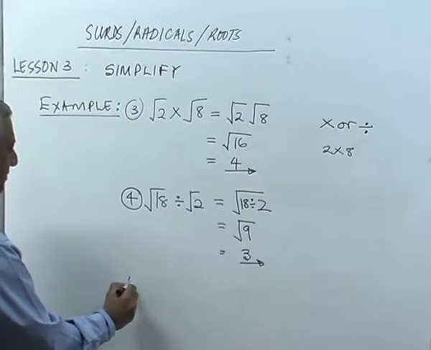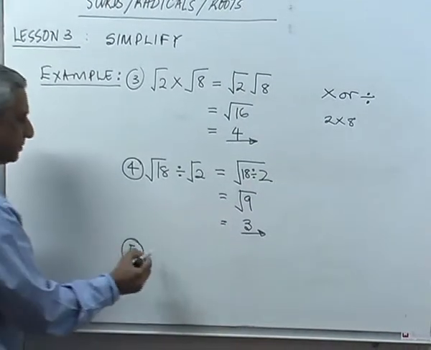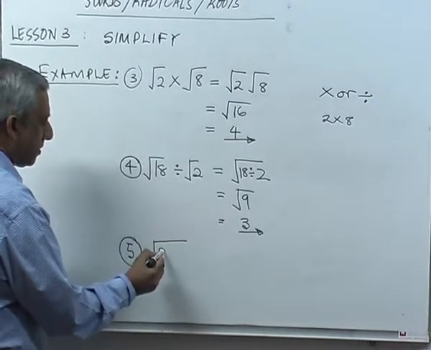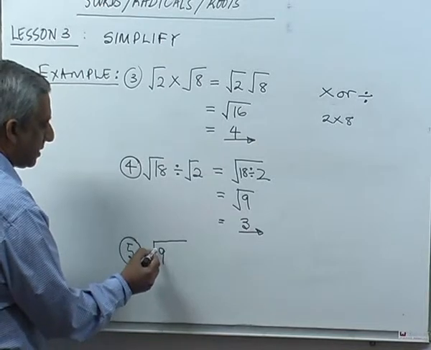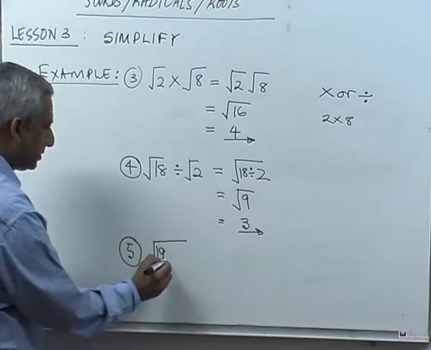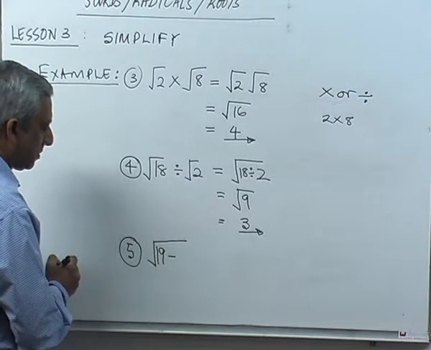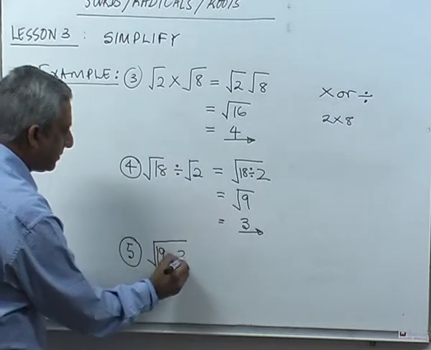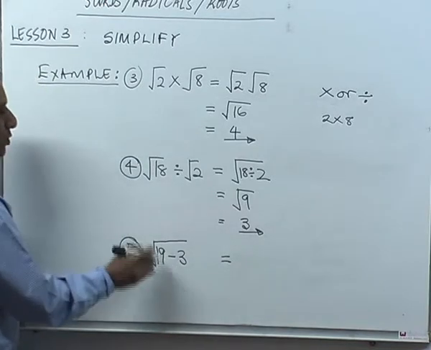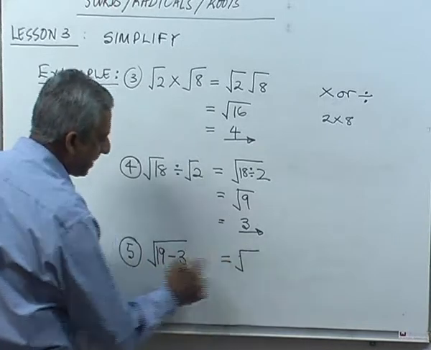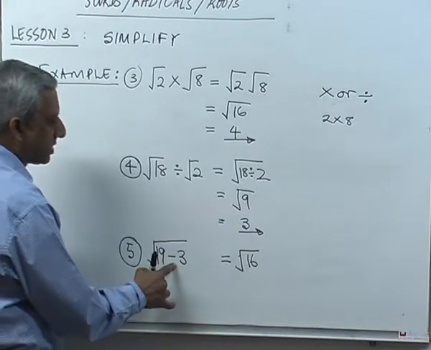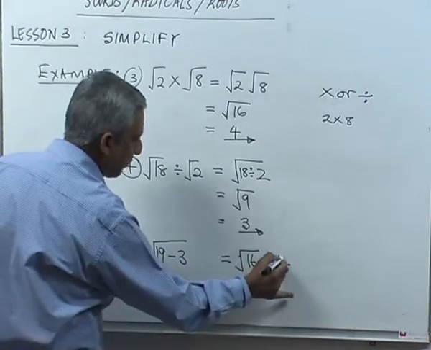Let's just do number 5. Now be careful. Square root of, let's say, 19 minus 3. Now in this case, it's very special. It's like BODMAS. You've got to do the subtraction first. 19 minus 3 gives you 16. You see? 19 minus 3 gives you 16. Square root of 16 is 4.